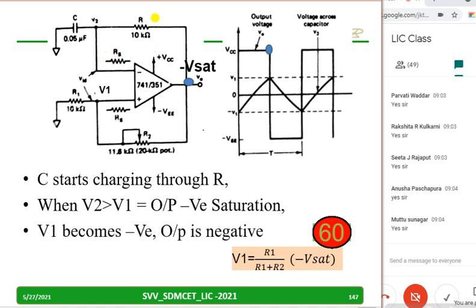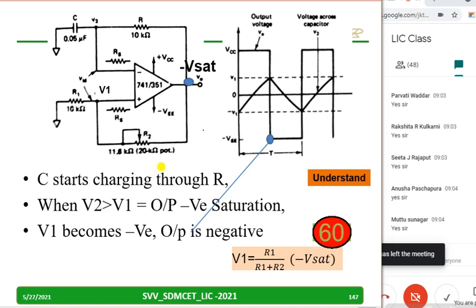And now the output, as shown, is a negative saturation. Now V1 becomes negative. Why? V1 becomes negative because this is a minus Vsat. A part of minus Vsat only is divided among R1 and R2. Therefore, this V1 will become a negative voltage. So, observe this. This becomes a negative saturation. Therefore, V1 becomes a negative voltage.